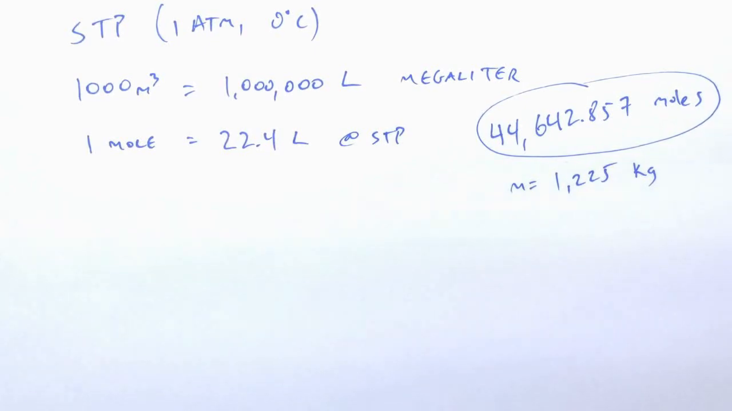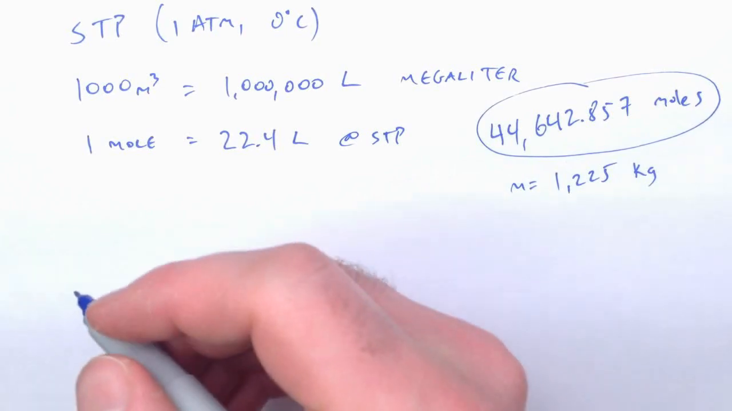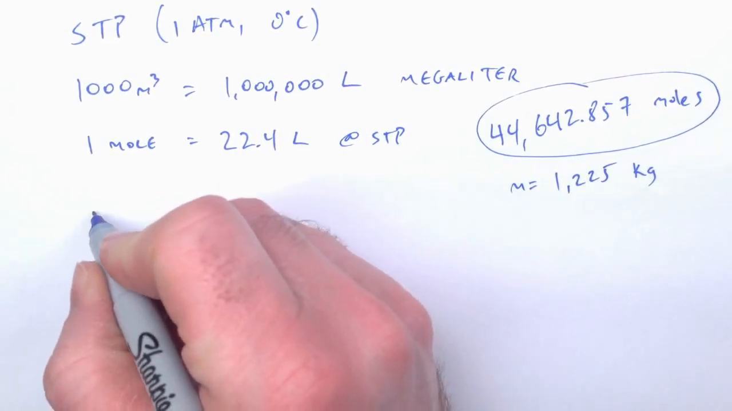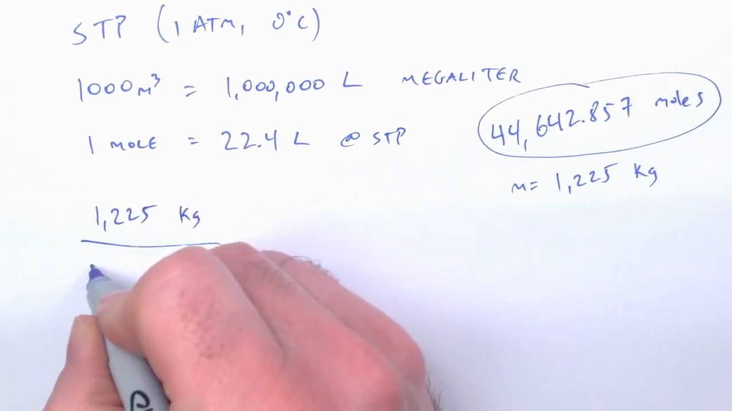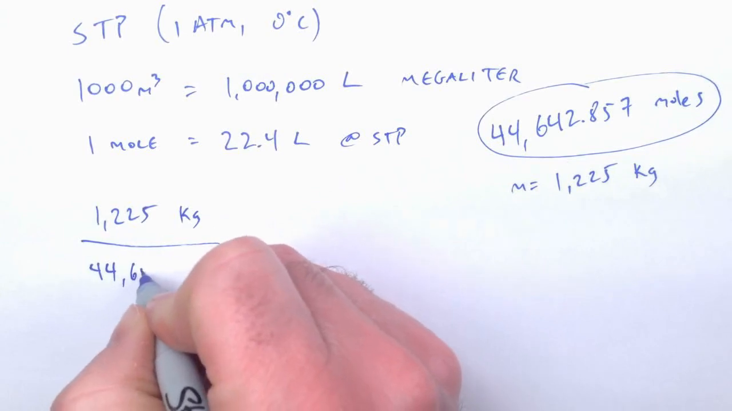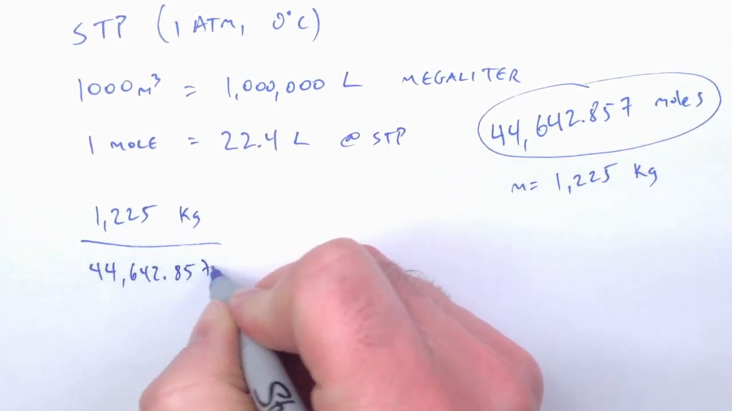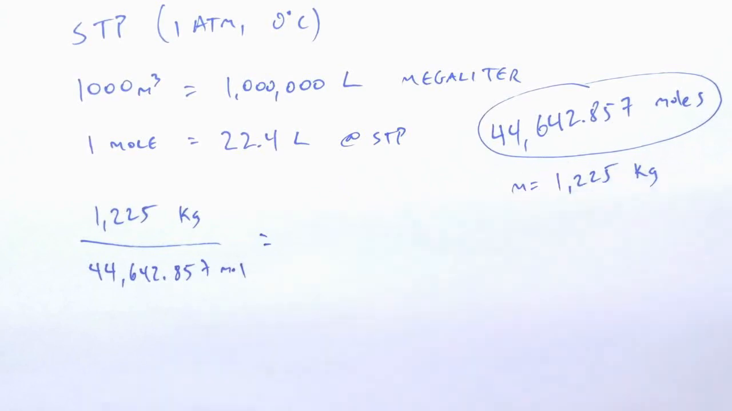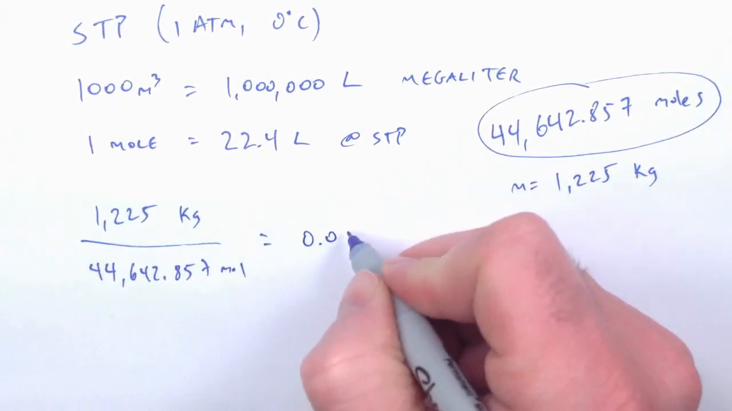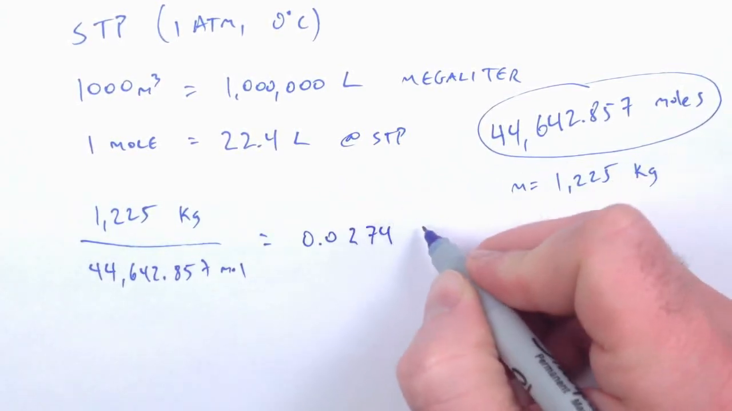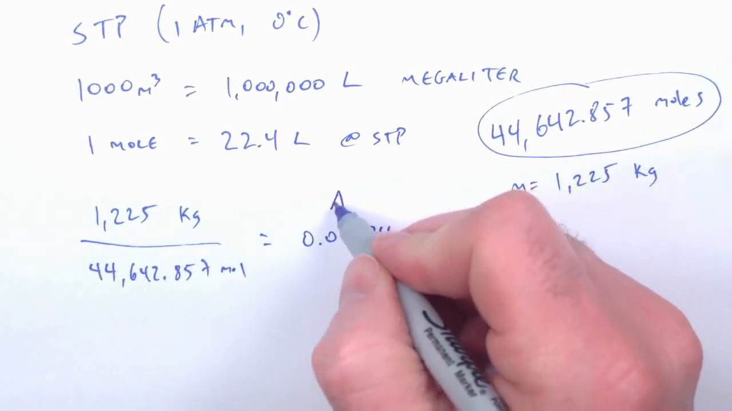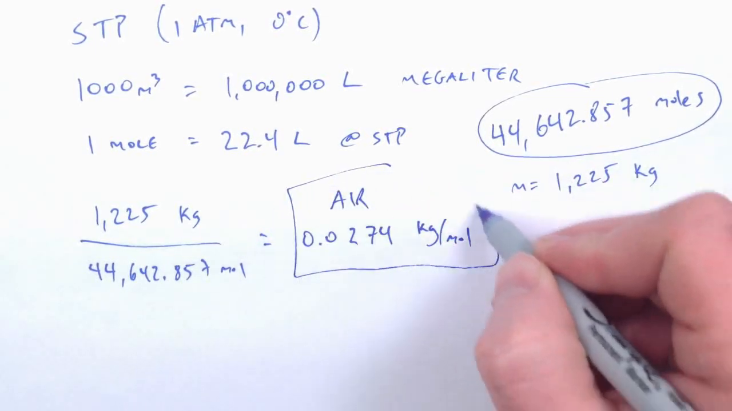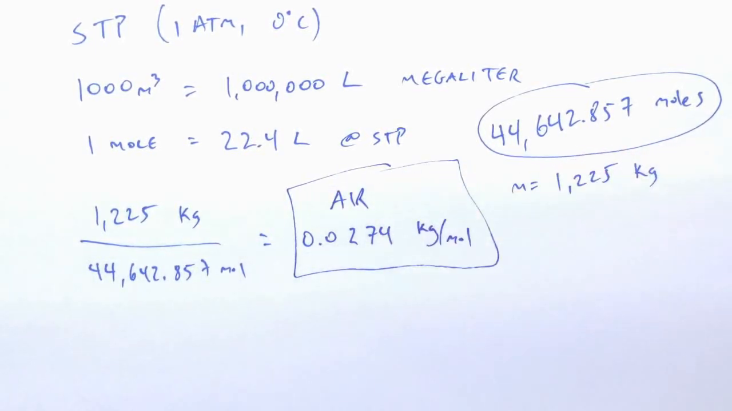Okay, so the molar mass here is going to be in the units of kilograms per mole. So we just have to do 1,225 kilograms over 44,642.857 moles, and you end up with a very small number. It's 0.0274 kilograms per mole. So we're just going to keep that. We're going to need that for later. That's going to be the molar mass of air.